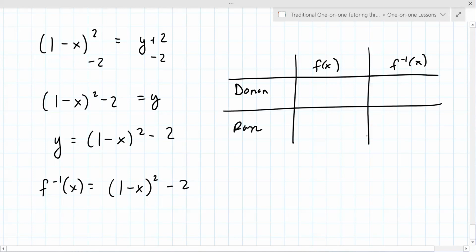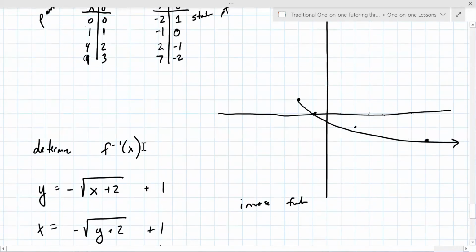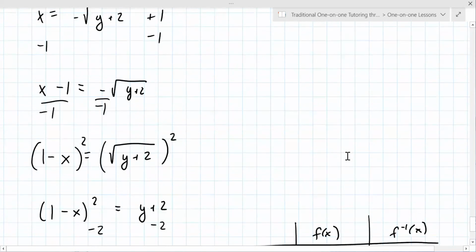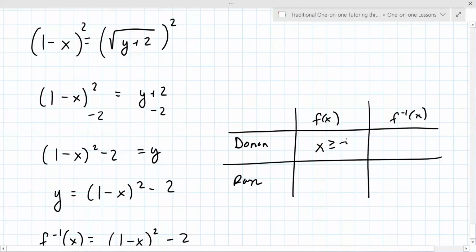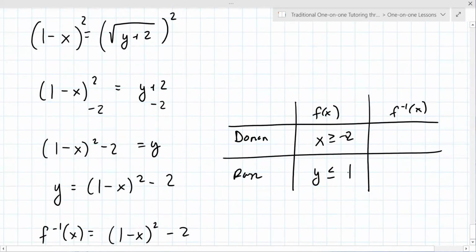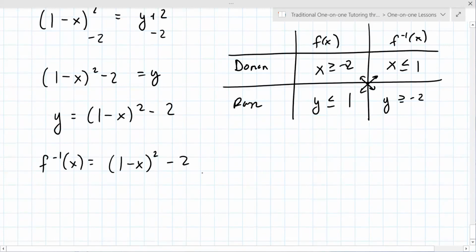Let me go back and look at the original function here. So the original function, the domain, we said was x greater than or equal to -2, and then y less than or equal to 1. What did I say there? -1, 1, +1. Okay, and then when you go diagonally here, you keep it so it's x less than or equal to 1. And then here it's going the other way, it'd be y greater than or equal to -2. This last line here, generally they want you to put the domain that goes along with the inverse function.